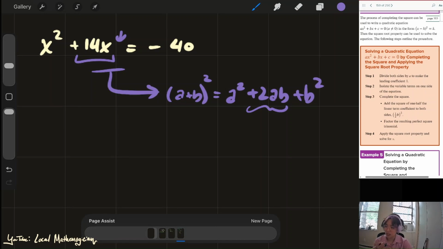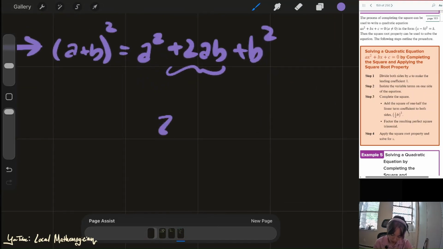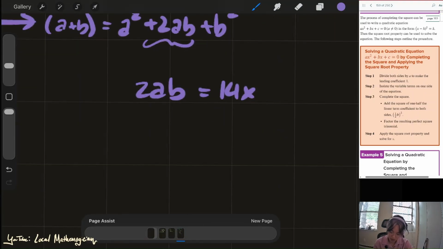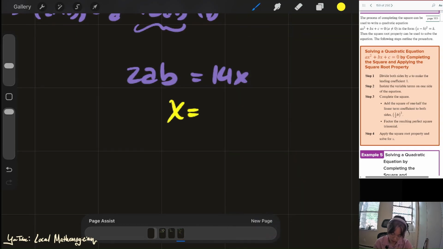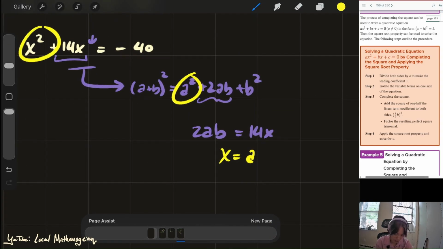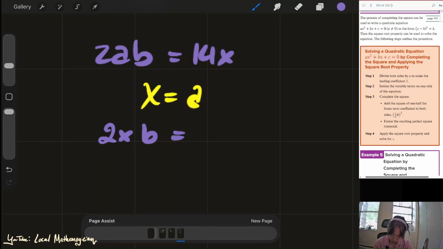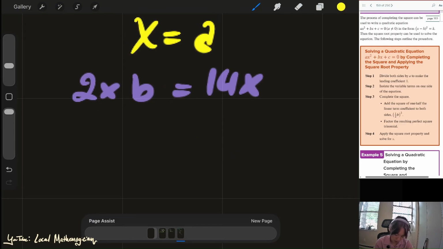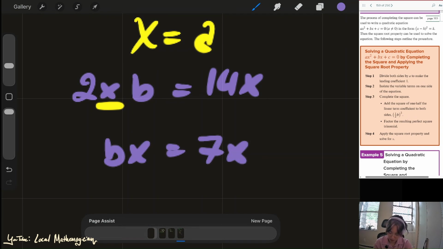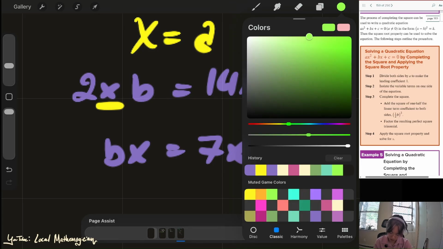Well, if 14x is 2ab, then reasonably, if 2ab is equal to 14x, and you know that x is equal to a, that's how we defined it here, then you know that 2xb is equal to 14x. If you want to highlight it, you're welcome to. And then you can divide by 2 on both sides. Bx, we just rearranged the b and the x, is equal to 7x. Well, of course, x is equal to itself, so what must b equal? Well, b must, in this case, equal 7.